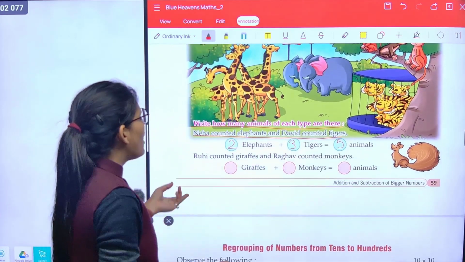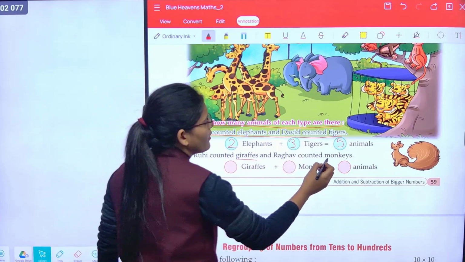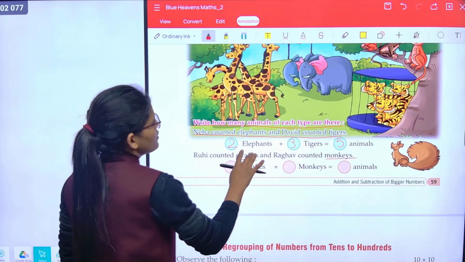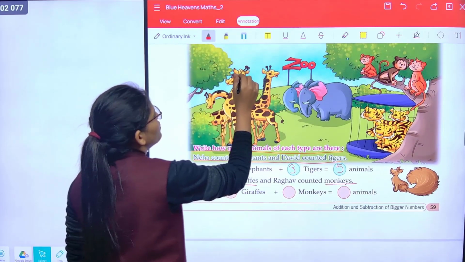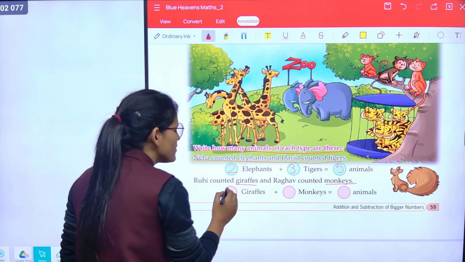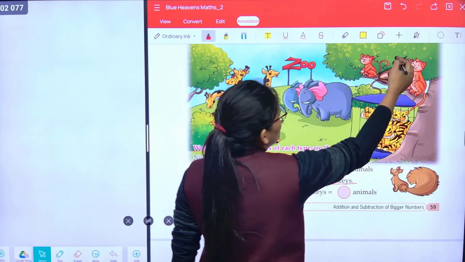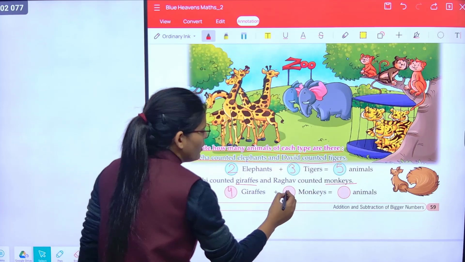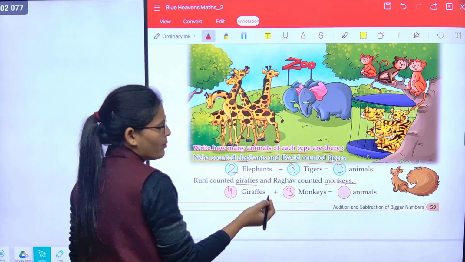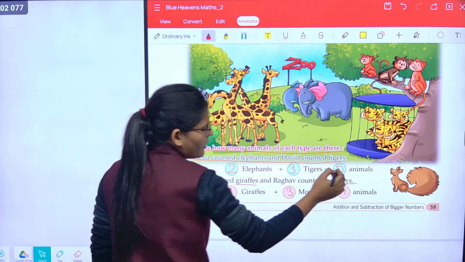Now Ruhi counted giraffes and Raghav counted monkeys. So count the giraffes. 1, 2, 3, 4. So how many giraffes are there? 4 giraffes. Now monkeys, 1, 2 and 3. So 3 monkeys are there. Now 4 plus 3 is equal to 7 animals.